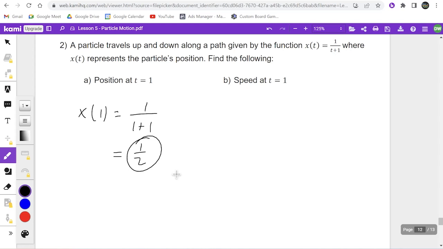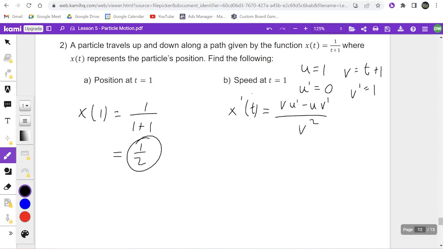Real easy. Next, we need to find the speed. Remember, speed is the absolute value of velocity. And velocity is the first derivative. So now we've got to take the first derivative of this. If you remember, this is a quotient rule where u is the numerator, so 1. V is the denominator, so t plus 1. U prime is going to be 0, and V prime is just going to be 1. Derivative of t plus 1 is just 1. And if you remember the derivative format, it's low d high minus high d low over bottom squared. And off we go. There's our formula.